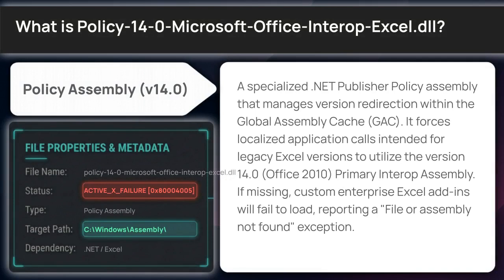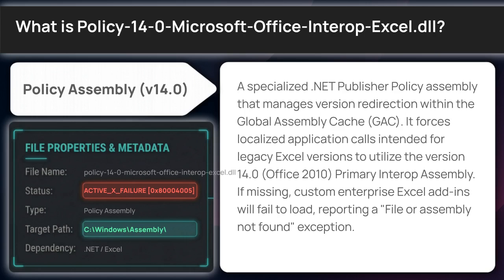This is the Policy 14.0 Microsoft Office Interop Excel, a specialized .NET publisher policy assembly that manages version redirection within the Global Assembly Cache, GAC. It forces localized application calls intended for legacy Excel versions to utilize the version 14.0 Office 2010 primary Interop Assembly. If missing, custom enterprise Excel add-ins will fail to load, reporting a file or assembly not found exception.